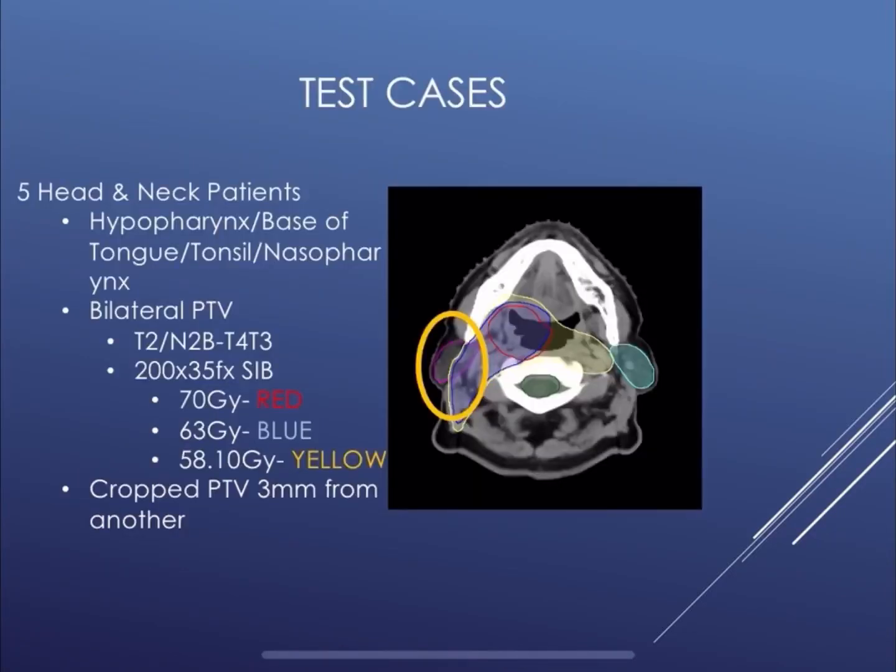So we went and got about 5 head and neck patients: hypopharynx, base of tongue, tonsil, nasopharynx, with bilateral targets, and it used simultaneous integrated boosts. 70 gray in 35 fractions, where 70 gray is red, 63 is blue, 58.1 is yellow, and the PTV was cropped 3 millimeters from one another.